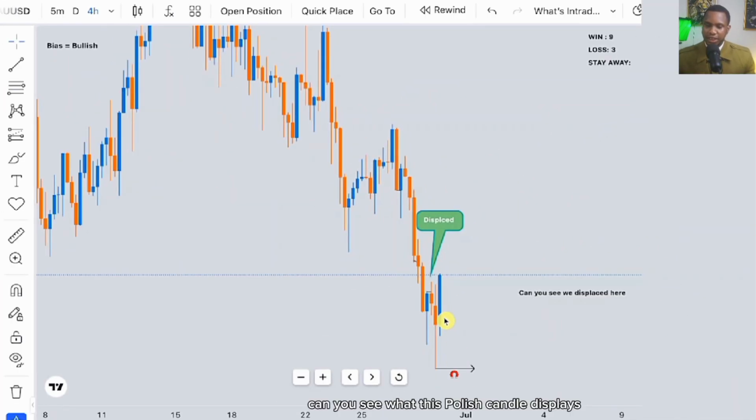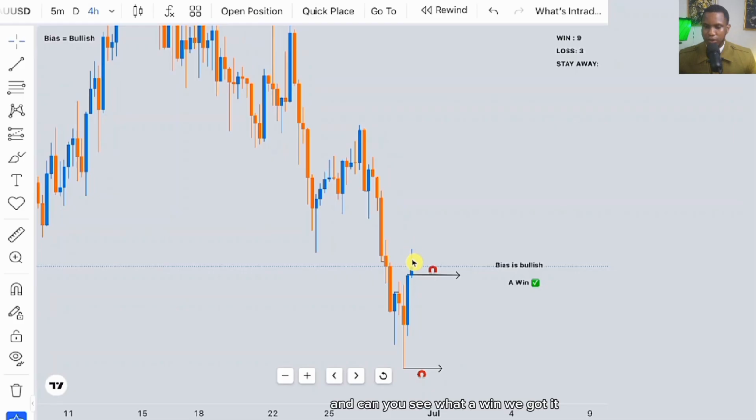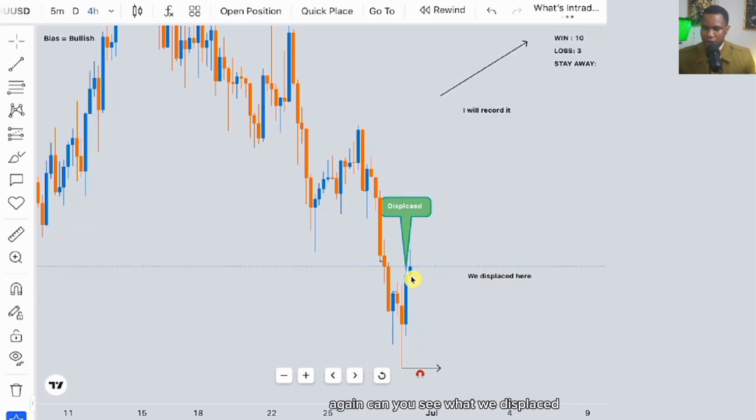Can you see this bullish candle displaced this candle range high right here in the market? I will expect a bullish bias. And can you see a win? We got it. I will record it. Again, can you see we displaced this candle range high right here?